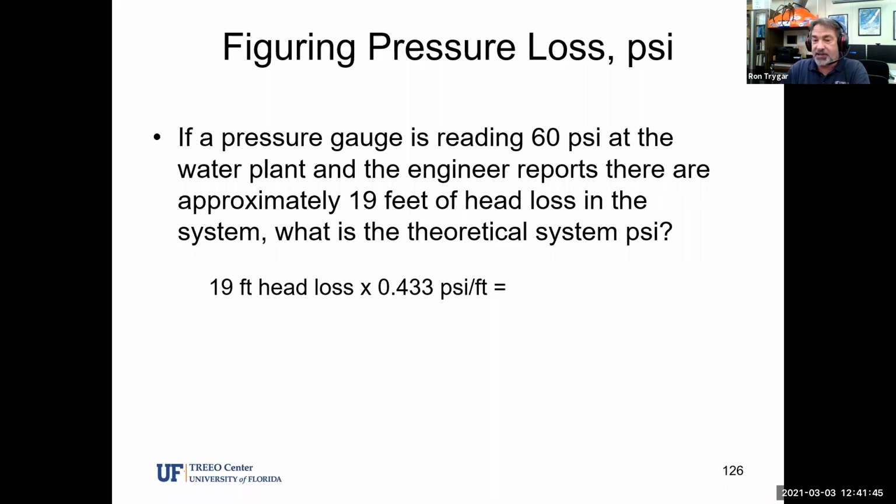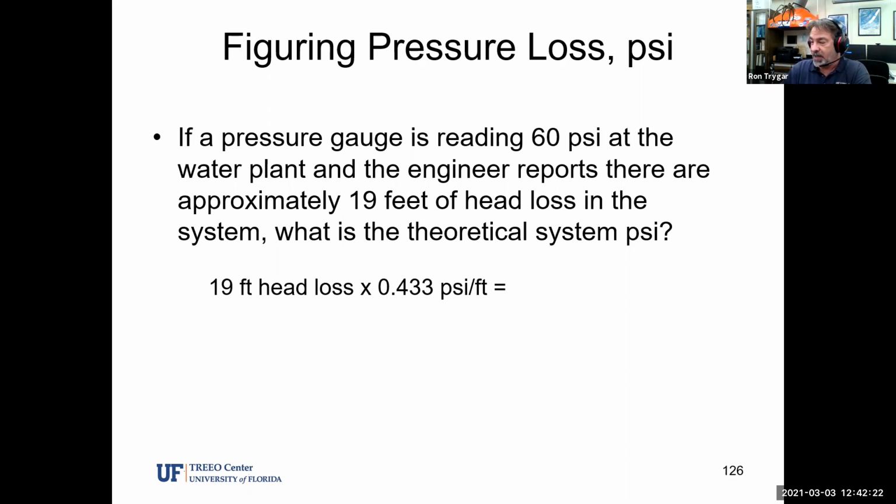Figuring pressure loss as PSI is another thing we might want to talk about. If a pressure gauge is reading 60 PSI at the water plant and the engineer reports there are approximately 19 feet of head loss in the system, then what is the theoretical system pressure? So we're going to figure out what the system pressure is based on a known head loss that we're given. We have the pressure gauge reading, which we don't need quite yet, but what we need to do is convert the feet of head loss into pressure.